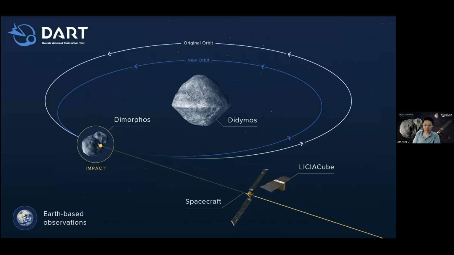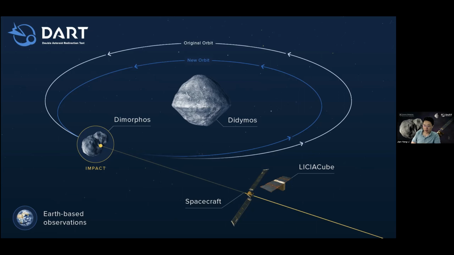And the orbital period of Dimorphos before impact was around 12 hours. So with this big change, it's actually much easier to measure. So that's one reason we want to hit the moon of a double asteroid. That's because it's much easier. That makes us able to measure the outcome of the impact.